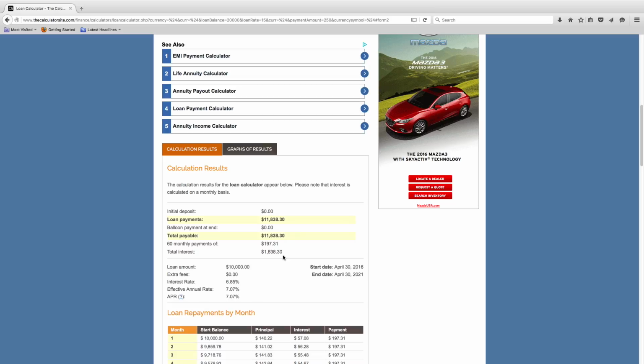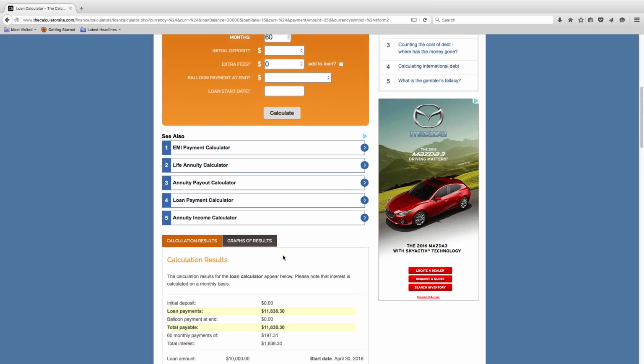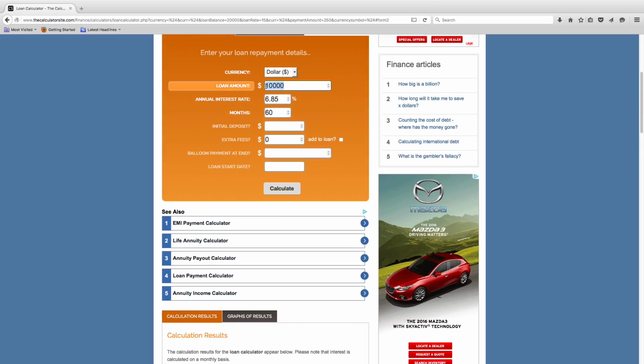Okay? Now, the last thing I want to talk about is term length. Okay, this is also very, very important, because it's going to have an impact on how much total interest that you pay. So let's kind of keep these numbers the same, right? We were playing around with $15,000, so let's keep that loan amount the same. $15,000 for a purchase price of the car.